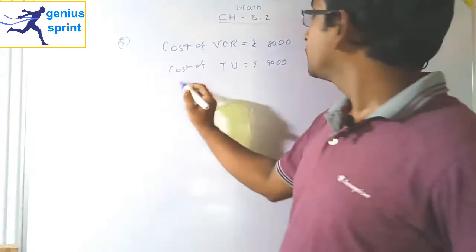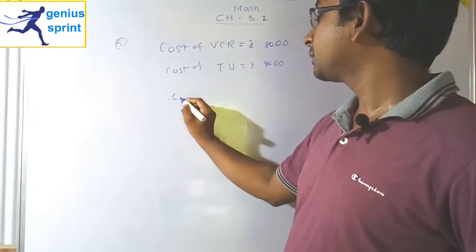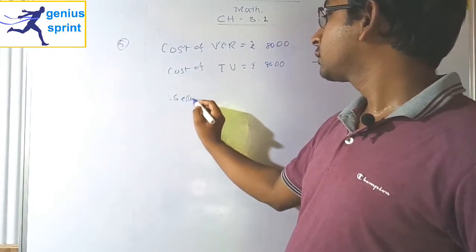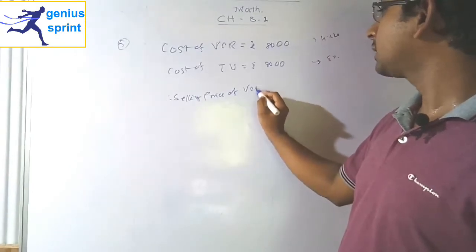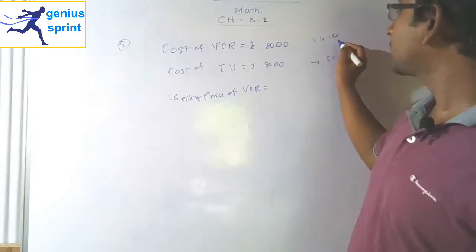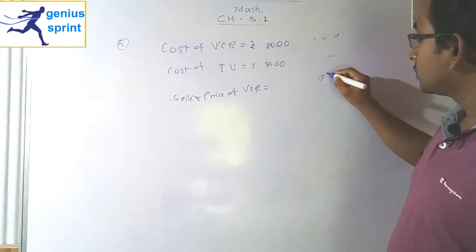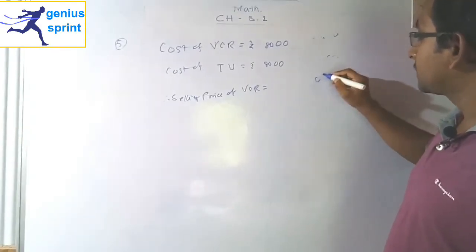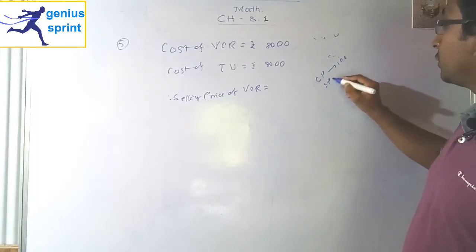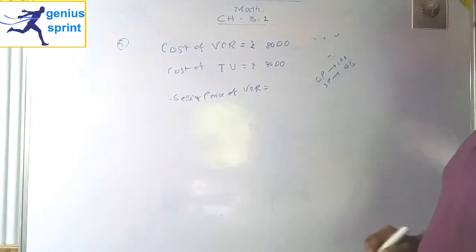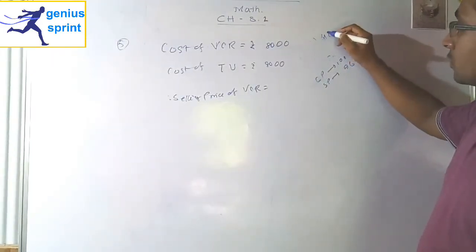Okay, so first of all, the cost of VCR is rupees 8,000, so therefore SP, that means selling price of VCR, is equal to... see, 4% loss. That means if CP is 100, then SP will be 96. Yes, because they already told you that 4% loss.